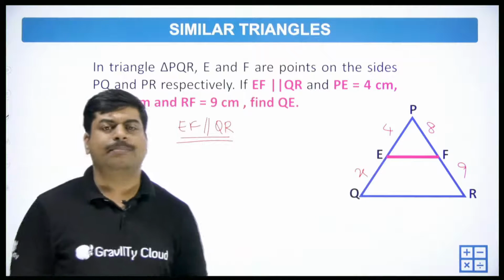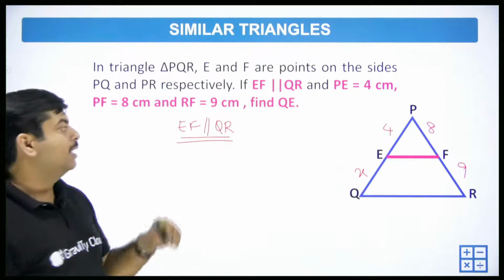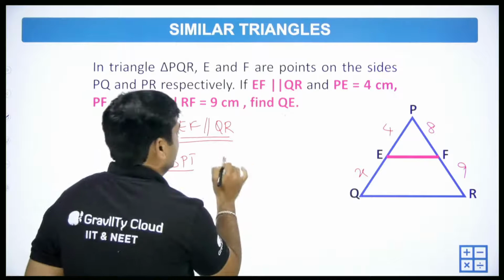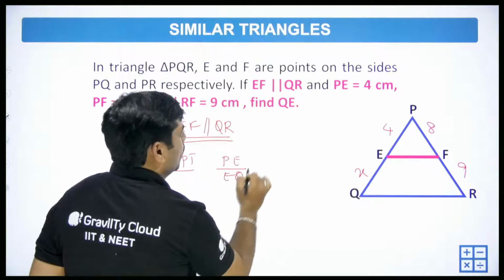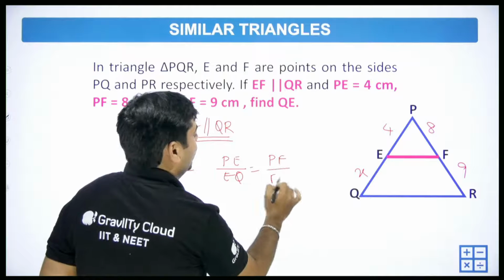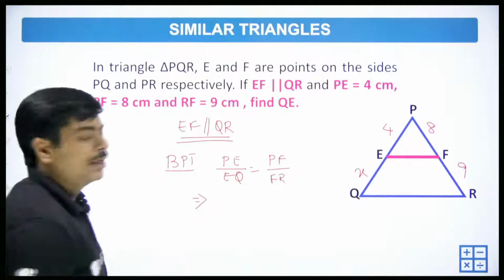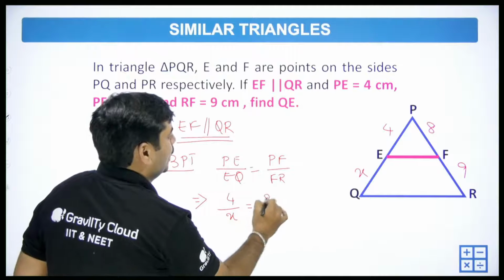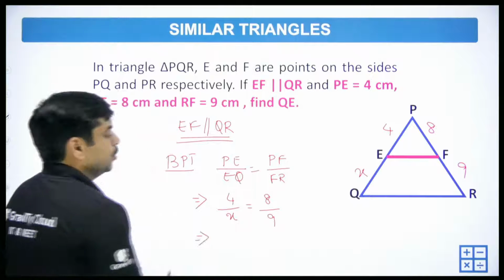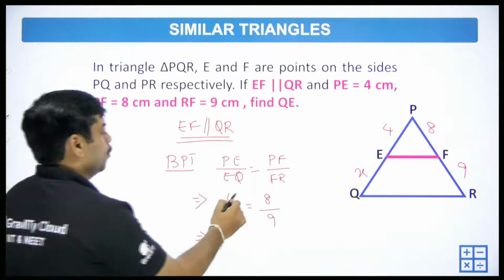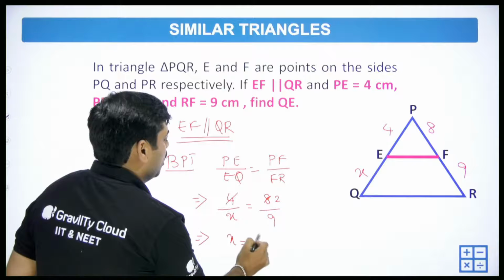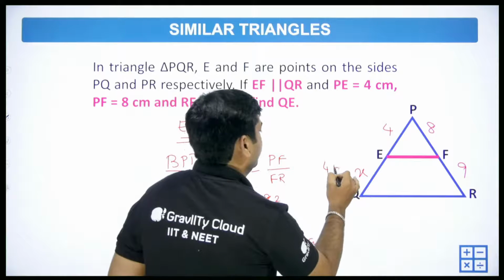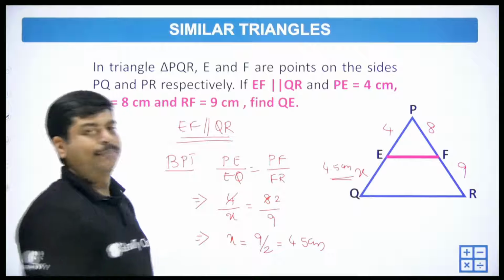A very easy, simple approach for the basic proportionality theorem, right? So once again, using the BPT theorem, we can say PE by EQ is equal to PF by FR. PE is 4, so 4 by X is equal to PF 8 by FR 9. So 4 by X is equal to 8 by 9. 4 ones and 4 twos, so X is equal to 9 by 2, which is 4.5 centimeters. That is the value of QE.